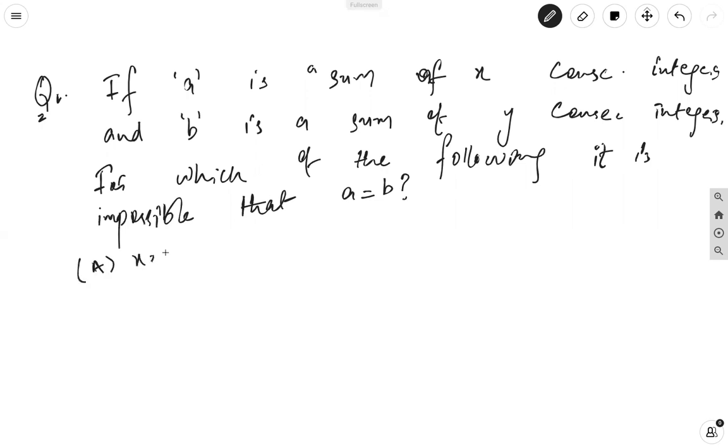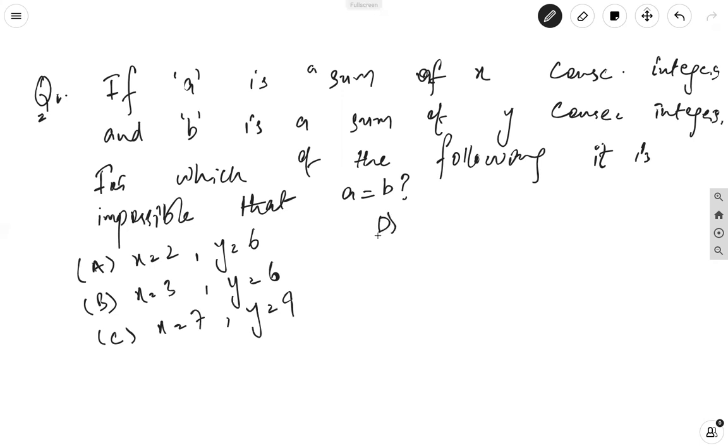Option A is for x equal to 2 and y equal to 6. Option B is for x equal to 3 and y equal to 6. Option C is for x equal to 7 and y equal to 9. Option D is for x equal to 10 and y equal to 4. And option E is for x equal to 10 and y equal to 7. We have only 2 minutes to solve this question.